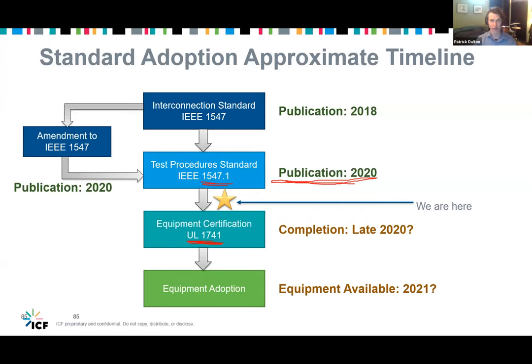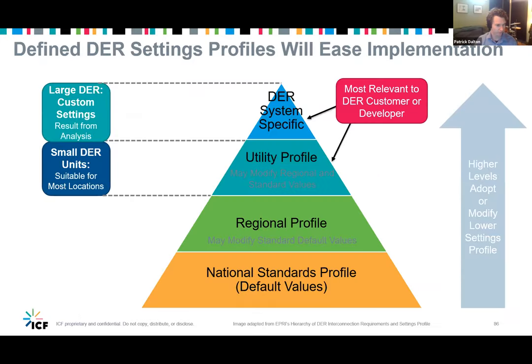And then equipment availability, it'll take some time for manufacturers to change over their lines. And so that could be another 6-9 months, maybe a year. And then in terms of settings, there's a lot of settings here. Someone asked about customized setting profiles. How are utilities going to determine this?